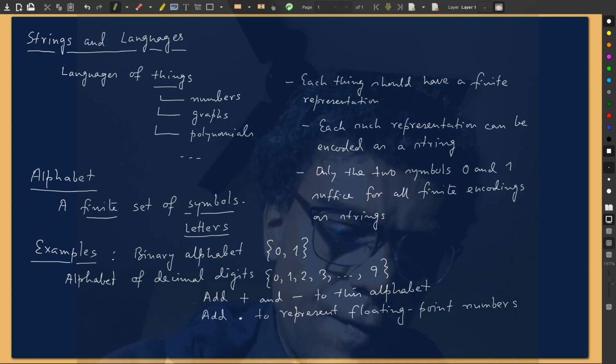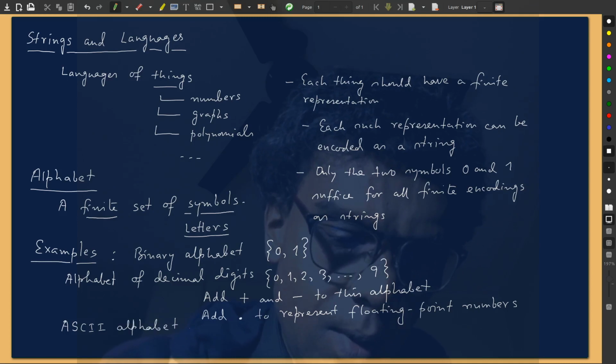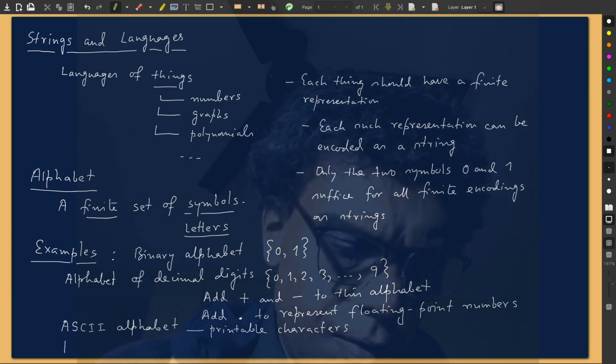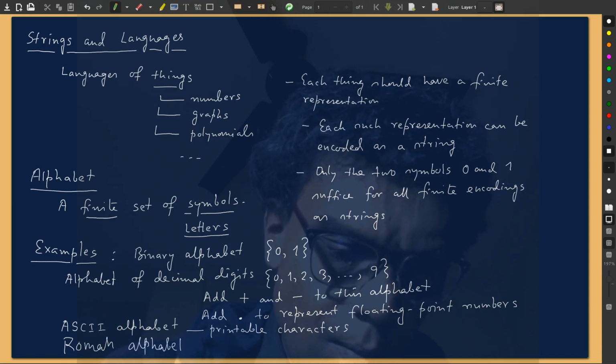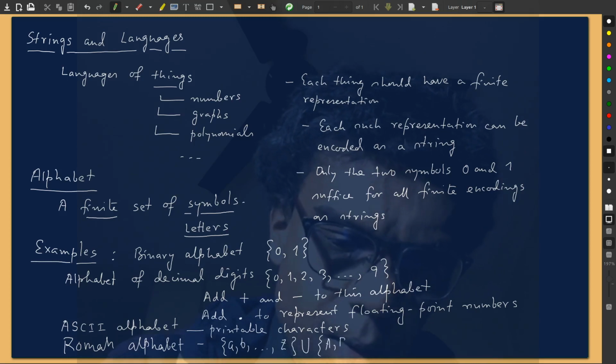Anyway, so these are examples of two alphabets. You may also think about the ASCII alphabet. And that consists of printable characters, possibly some non-printable ones too. You may also consider the Roman alphabet, consisting of the lowercase letters a, b to z, uppercase letters, things like that.